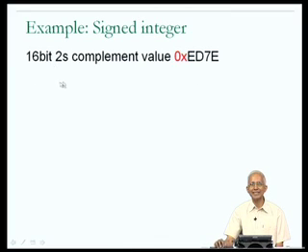I'm telling you that it's a 16-bit 2's complement value 0xED7E. Now this, when you look at it, you probably don't recognize this as being a number. So I do need to explain what I mean by 0xED7E. Let me start by doing that.